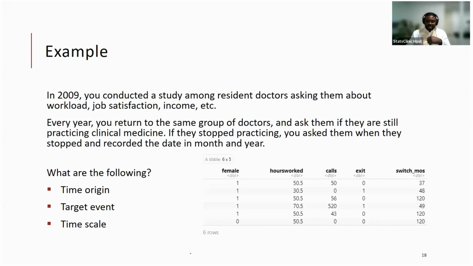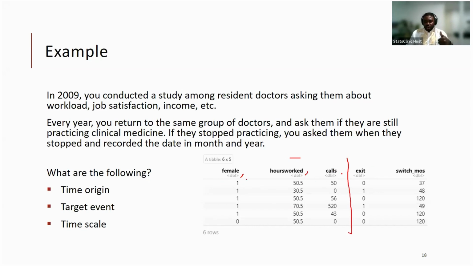So you generate a data set that looks like this one. You know whether they're female or male, you know the number of hours they worked in the week before you started the study, and you know the number of calls they took before the residency, during residency, up to the time when you started the study. But you now keep going back every year and ask them whether they are still practicing clinical medicine.